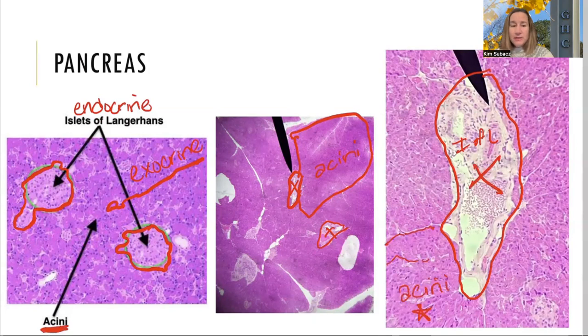So that is the pancreas. Be able to identify the acini cells. They are dark purple. The islet of Langerhans is the endocrine stuff, and it is light pink on the pancreas side.